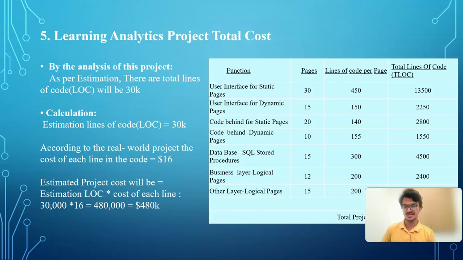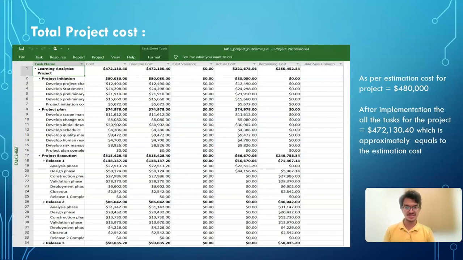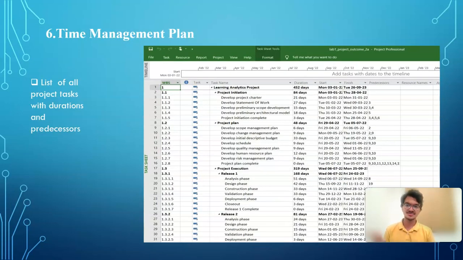Here are some of the estimates: the lines of code estimation, and here is the function point estimation. Both more or less come to about $480,000, and our actual project, you can see here, is $472,000, which is pretty much close.